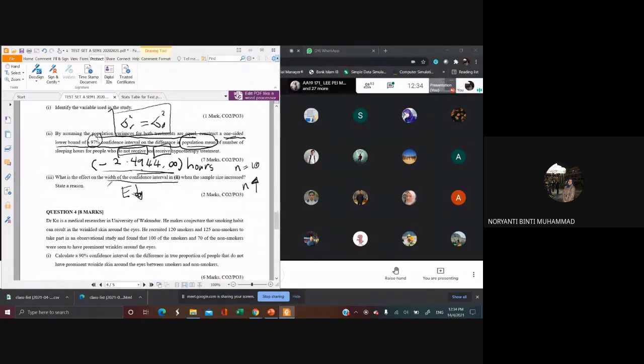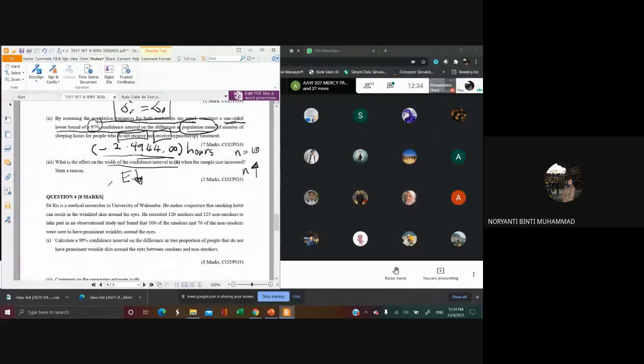Alright, now we move to question 4. Okay, so question 4. Dr. Ku is a medical researcher in University of Wakundo. He makes conjecture that smoking habit can result in the wrinkled skin around the eyes. So dia kata kalau kita hisap rokok, kita punya mata akan ada apa ni? Kedut around the eyes. Okay.